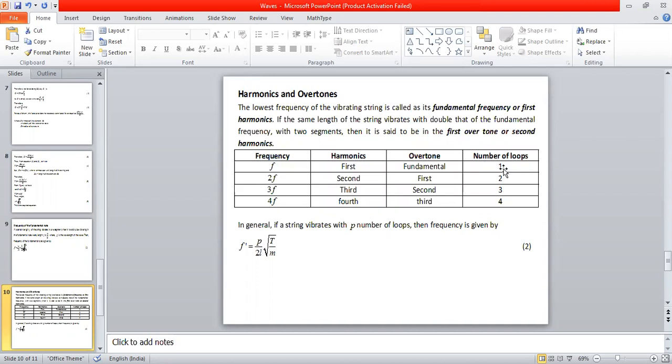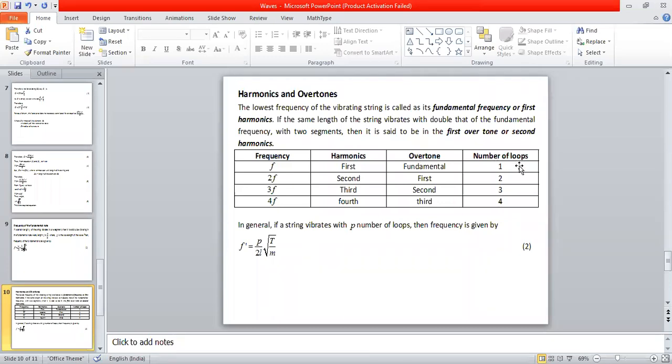If it is vibrating with one single loop, then it is called a fundamental note. ಆಗ್ಲೇ ಹೇಳಿದೆ ಅಲ್ವಾ? This I have already explained. This is what we call an overtone, and the first overtone is nothing but the first fundamental note. Heading ನೋಡ್ಕೊಳ್ಳಿ, I have written the heading frequency, harmonics, overtone and number of loops ಅಂತ ಹೇಳಿದ್ದೀನಿ.